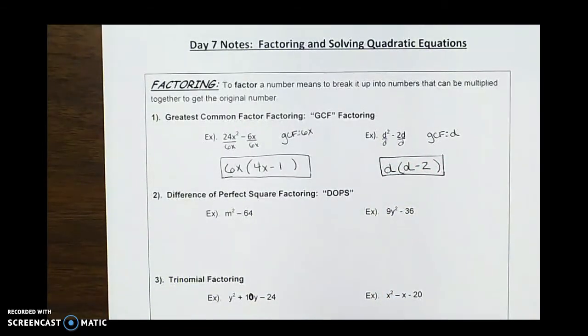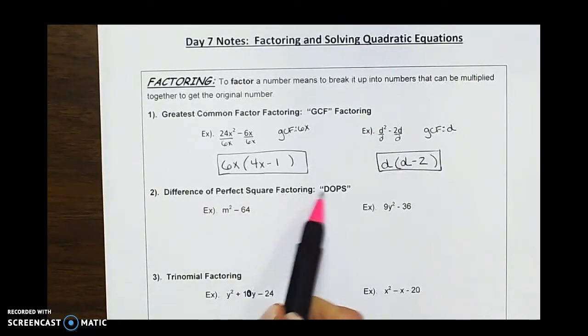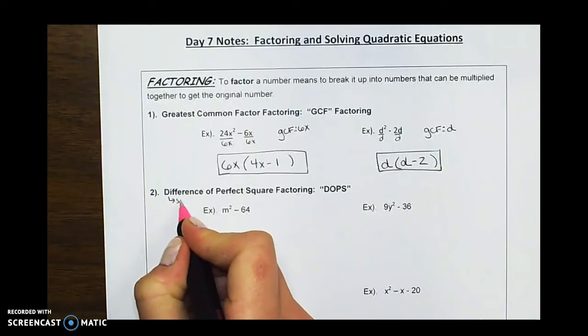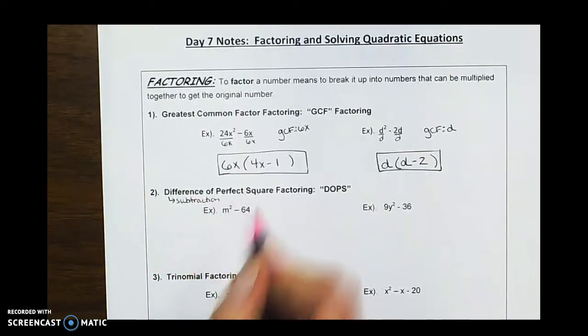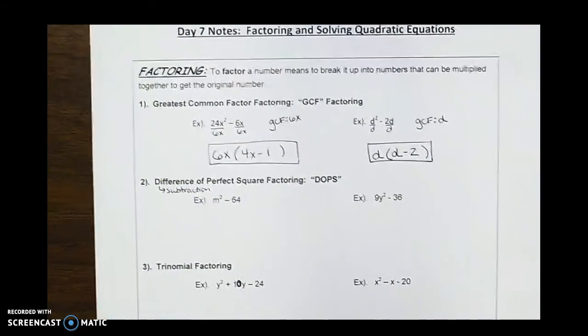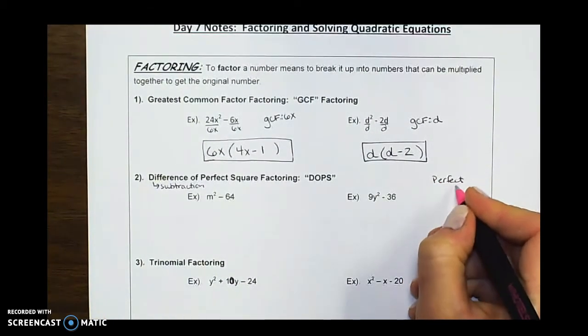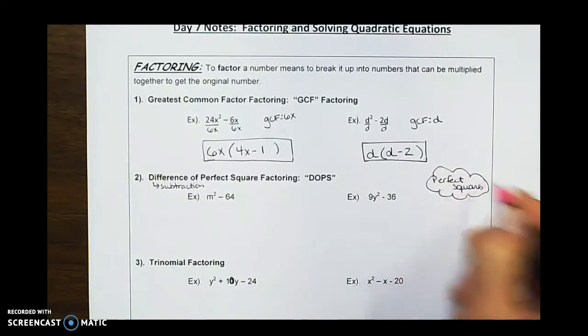All right, our second way to factor is called difference of perfect squares factoring, DOPS. Now, difference means it has to have subtraction. And perfect squares means everything has to be a perfect square. So let's review our perfect squares.